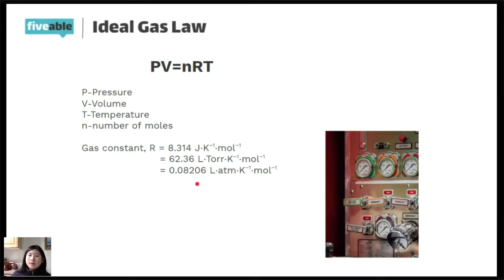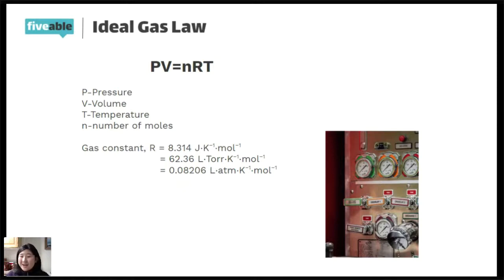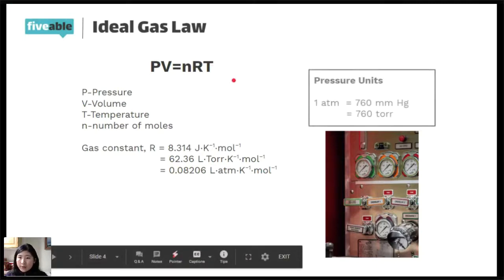It's kind of for convenience. You can convert atmospheric pressure to torrs, but if you already have atmospheric pressure, then you want to use this bottom equation because it's the easiest to use. Basically, you choose which gas constant will give you an easier time for the problem that you're solving right now. All right, so we're going to move on.